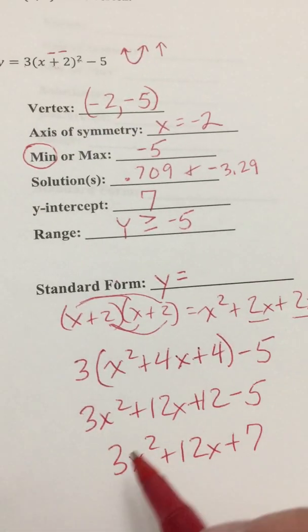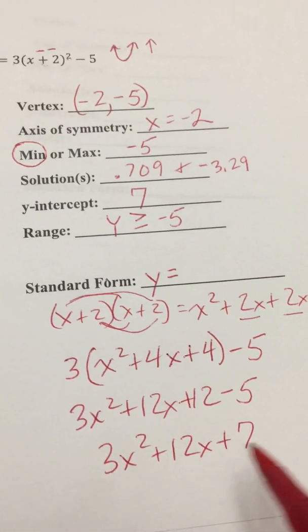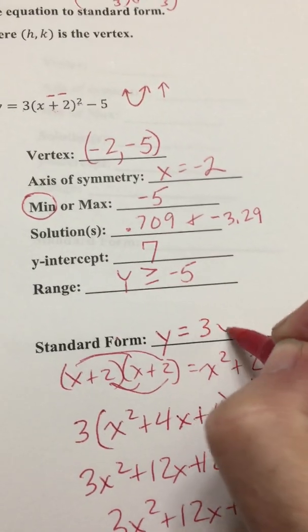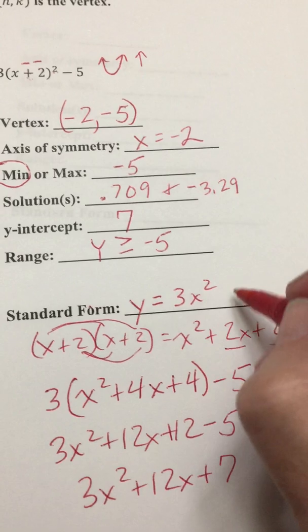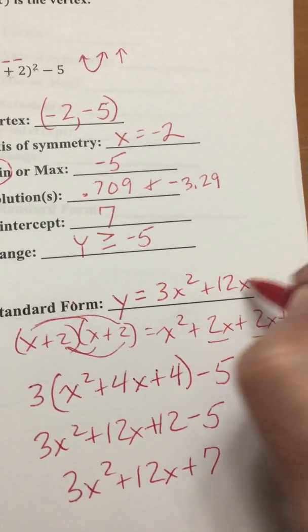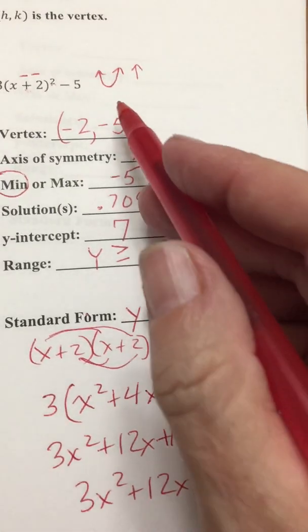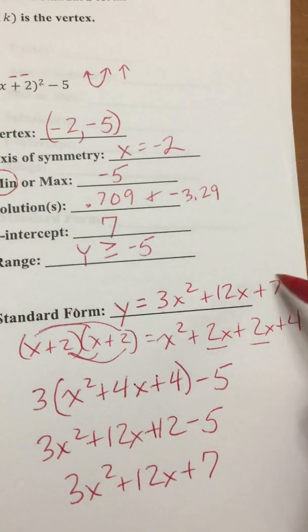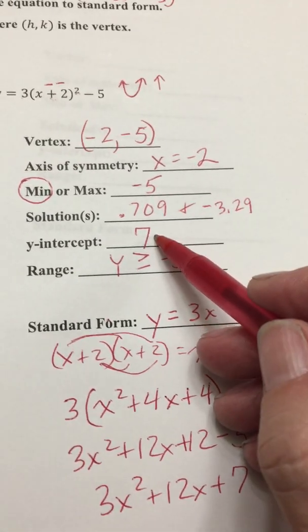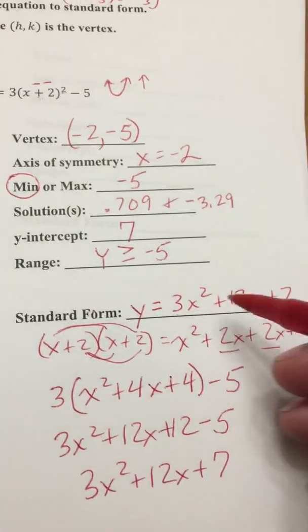So this whole thing, the whole right-hand side, simplified down to this. It is now in standard format. X squared, x and a number. So this is y equals 3x squared plus 12x plus 7. The number in front is a positive number, so it's a smiley face. That matches. And the y-intercept is a positive 7. Yep, just like we did when looking at the picture, so we did that right.